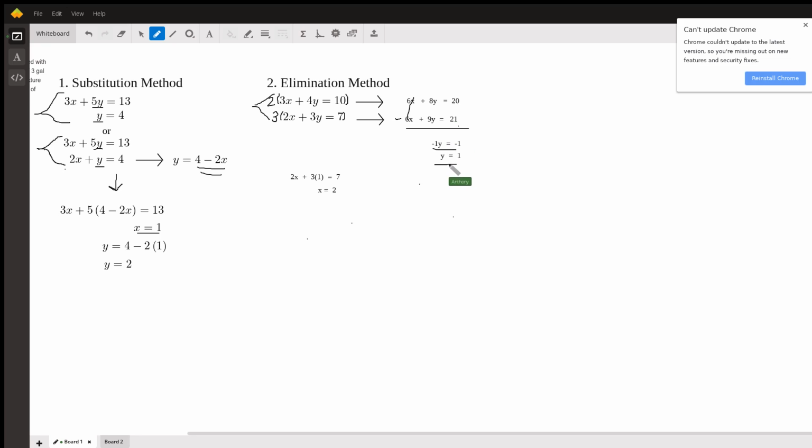Now, once we have y equals 1, we'll use the substitution method. Substitute 1 for one of these y values from any of these equations. I chose the bottom one, as you can see here, and x would equal 2. So that's how you find x and y using the elimination method.